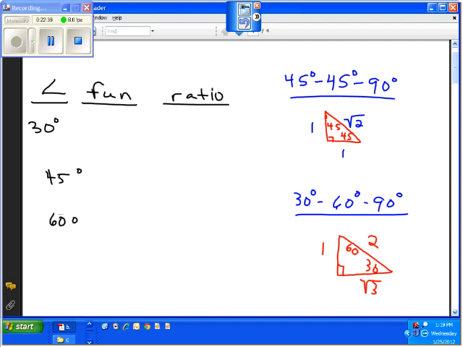All right, so if we say function sine, what is the sine of 30 degrees? Well, it's the leg opposite the 30 over the hypotenuse. The sine of 30 degrees is 1/2. See, we're starting to build that table.